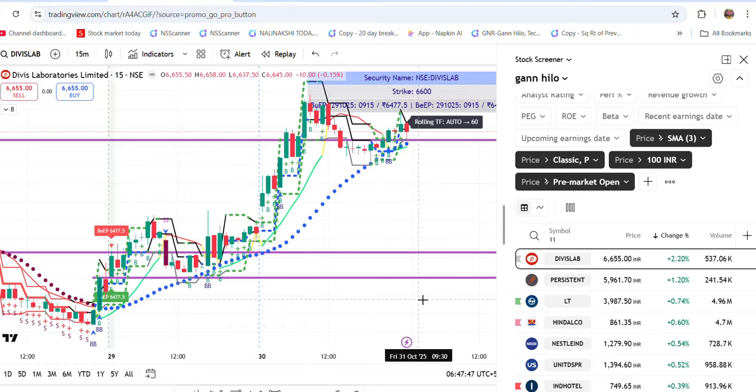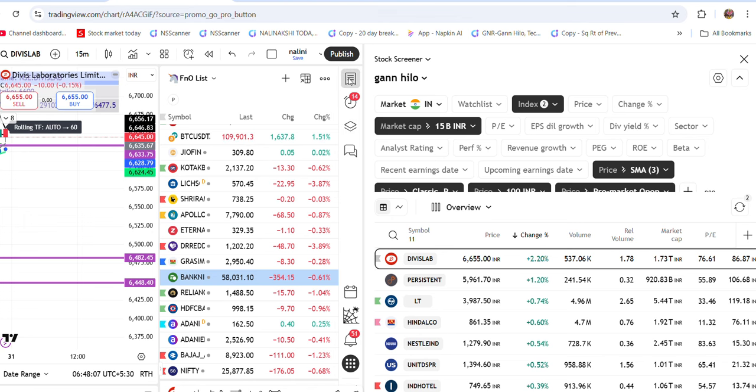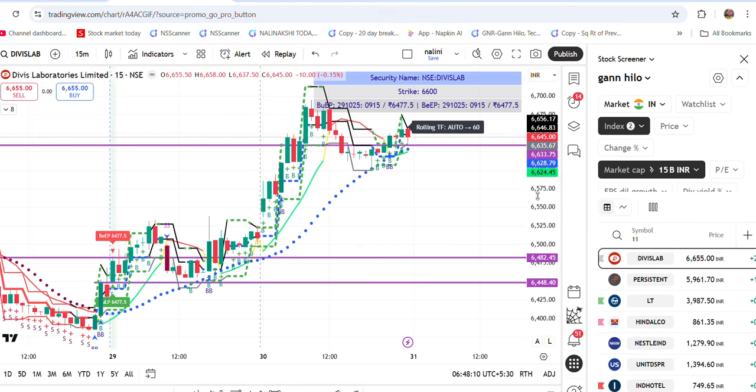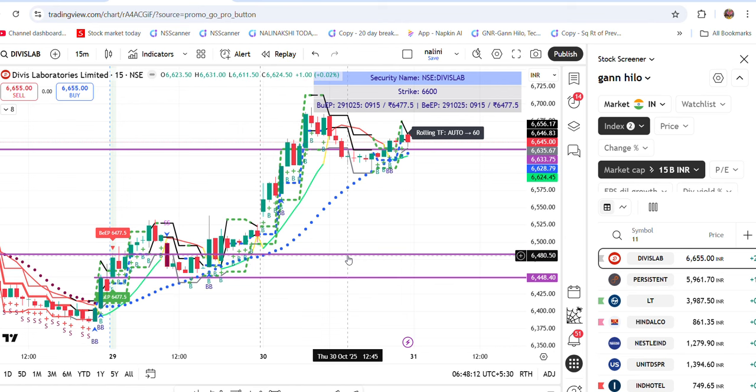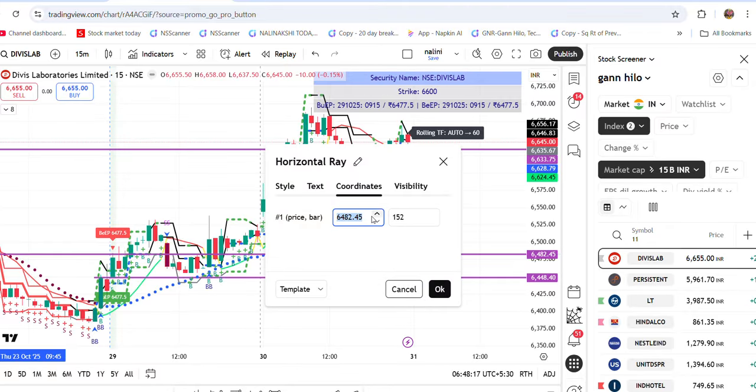How I will take the position is I'll go back and I'll see where the episodic pivot is. It already suggests that the 29th episodic pivot has been formed around 6,477. Let me go there. Let me mark this. 6,477 is the episodic pivot.